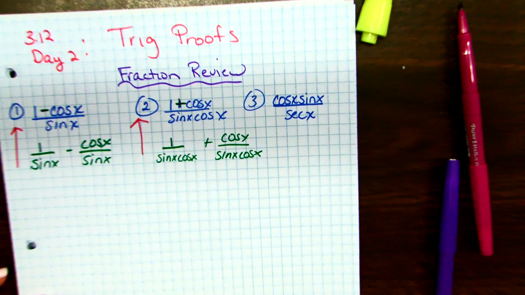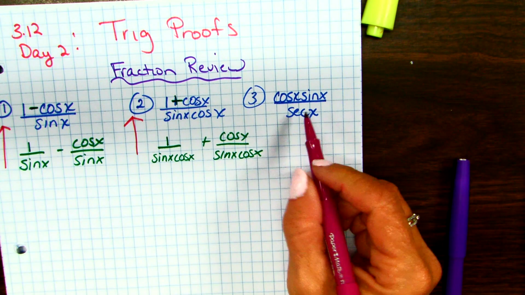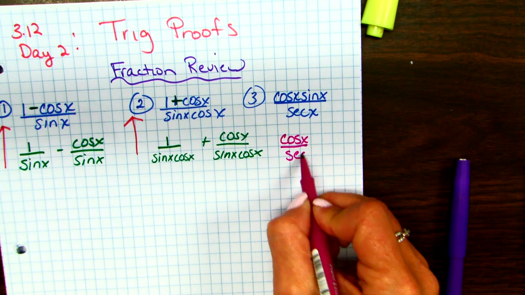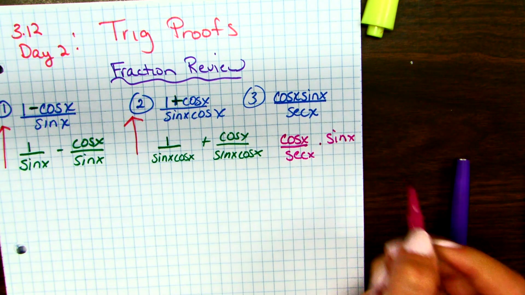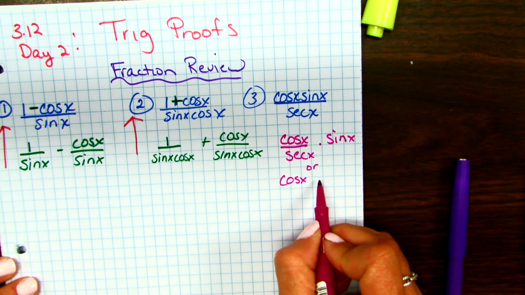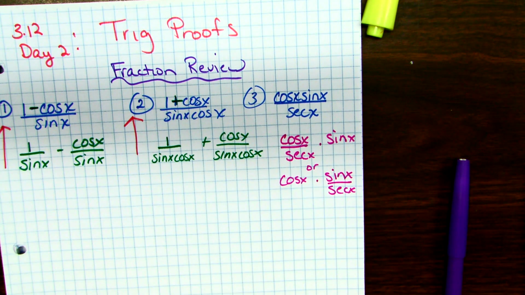Here's another fraction. What's different in this third example is that the numerator is multiplied together, not added. So you have to think, when you multiply fractions, you don't need a common denominator. And in this case, you could have two different situations. You could either rewrite this as cosine over secant times sine over secant, or cosine x times sine over secant. Either one of these. But notice that secant is only written once.